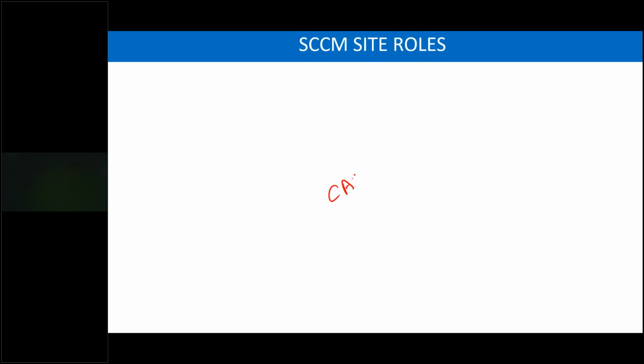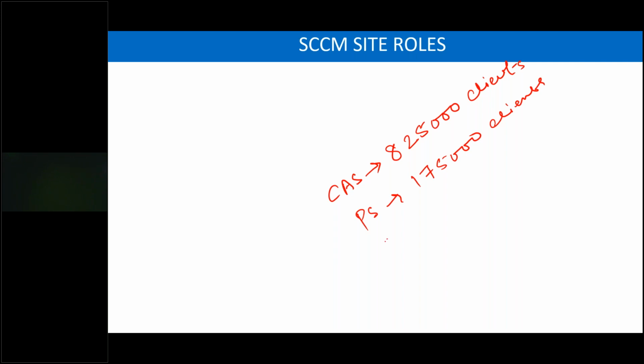Can anyone tell me what is the limit for CAS, the number of clients a CAS can support? 825,000 devices, guys. One Central Administration Site can support 825,000. One primary site can support up to 175,000 clients. One secondary site can support how much? 15,000. Looks like you guys did not make a note of it. Yes, 15,000. This is the limit, guys.